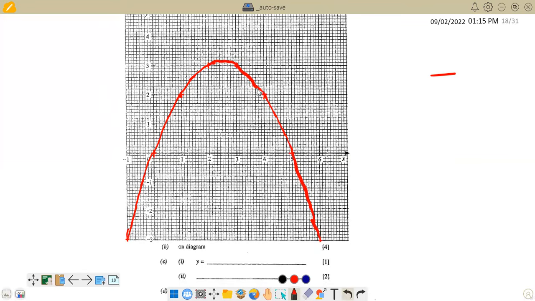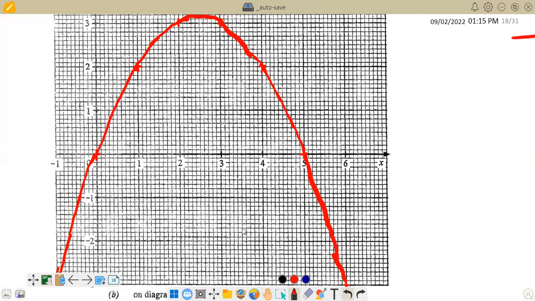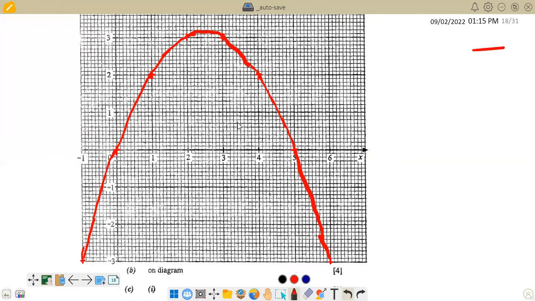A smooth curve, something of this nature. Yes, mine is actually not smooth, as you can see. Mine is crossy. But remember, they need you to have a smooth curve. So you just have your smooth curve, then you name the equation of the function, the graph that you're given, which is y = half x into 5 minus x. All right, so that's what you're going to have in this case.